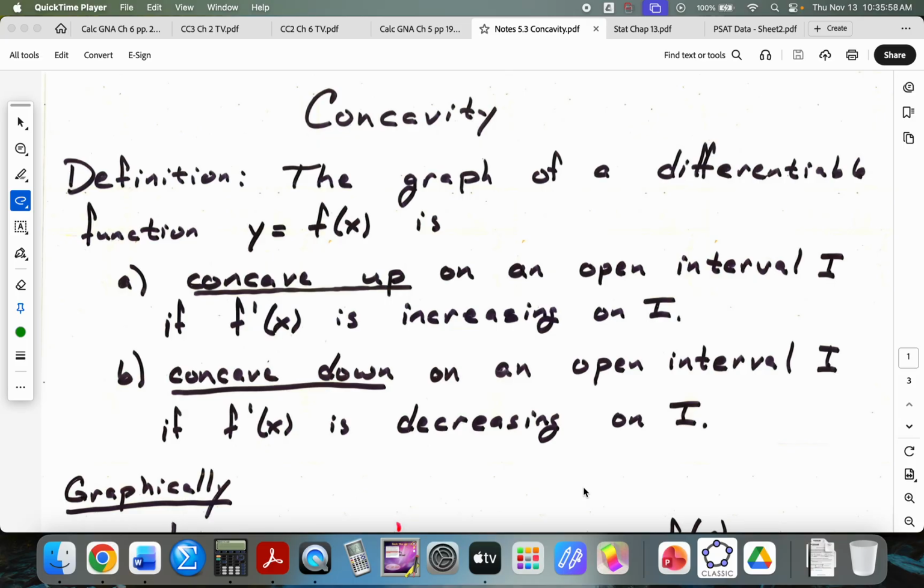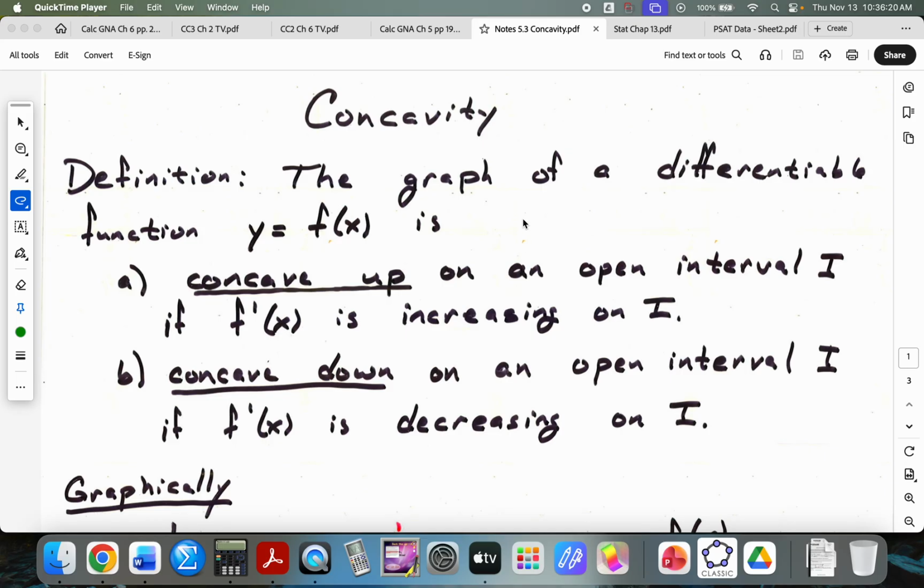So the definition is this: the graph of a differentiable function y equals f of x is concave up on an interval I if f prime of x is increasing on I, and concave down on an open interval I if f prime is decreasing on that interval I.